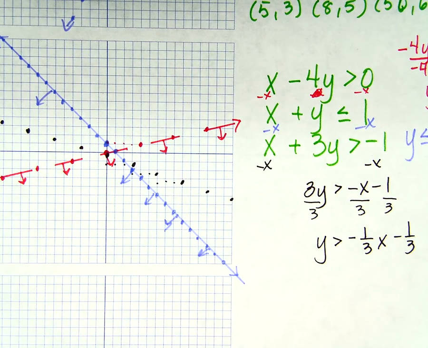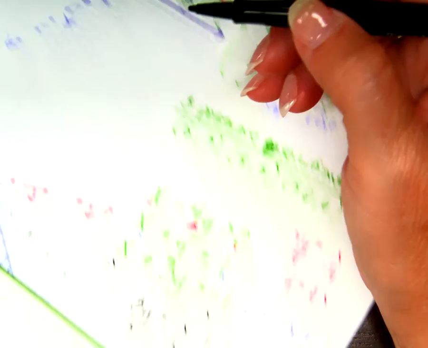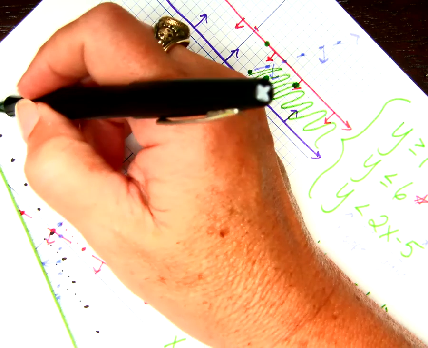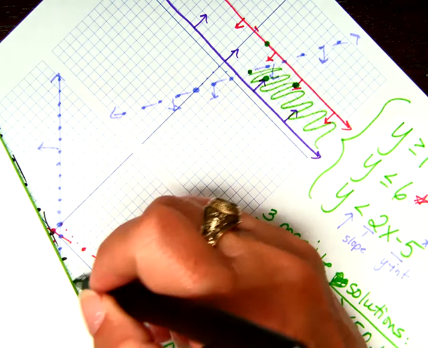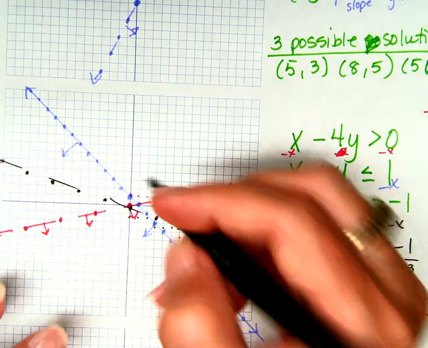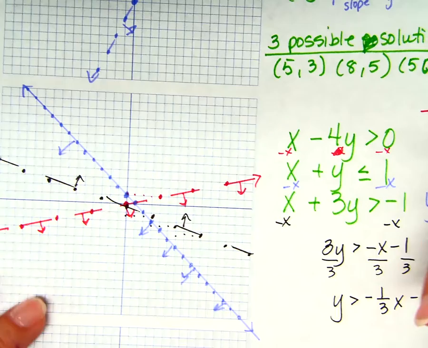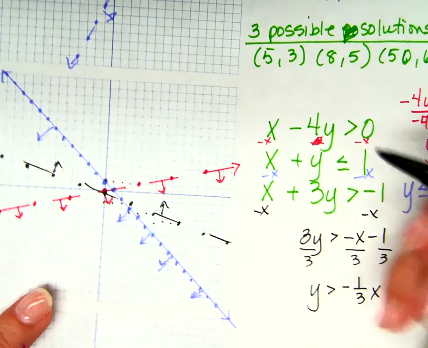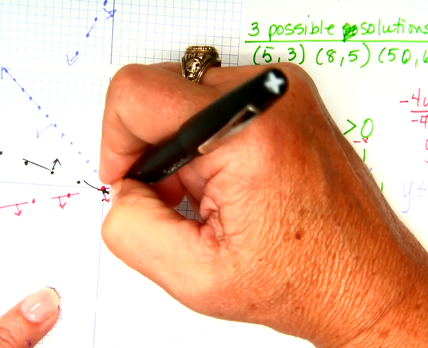Solid or dotted? Dotted. And greater than? Above. Where's my solution? This tiny triangle right there.